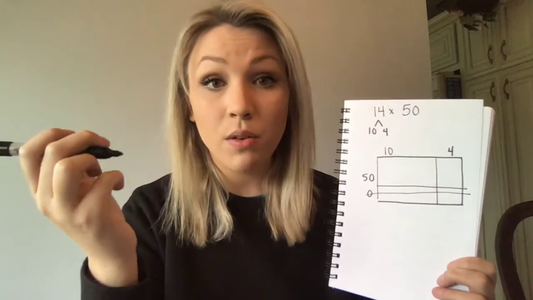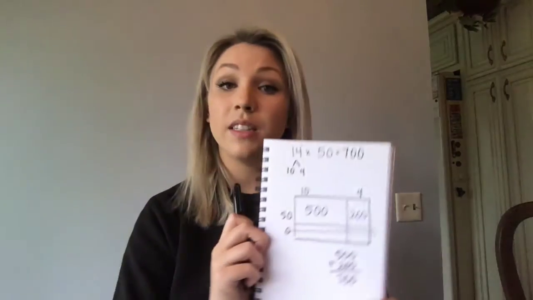So now we just follow the area, so length times width. So this box is going to be 50 times 10, which is 500. And this box is going to be 50 times 4, which is 200. Now that all of our boxes are full, we're going to add them together. This one you might be able to do mental math, so 500 plus 200, and that is 700. So that means the product for 14 times 50 is 700.